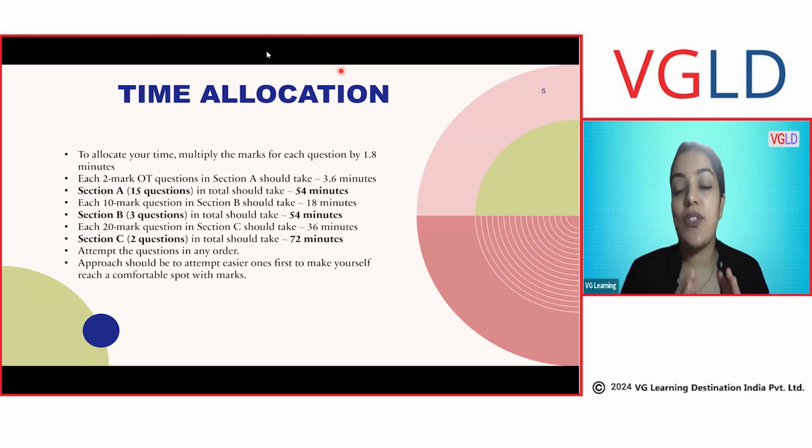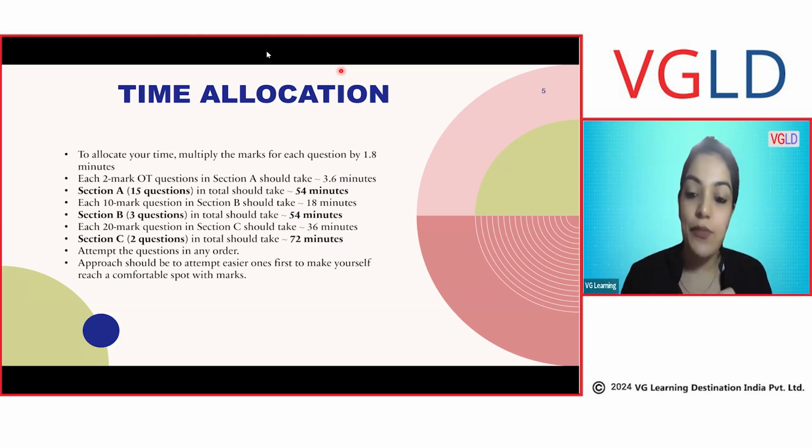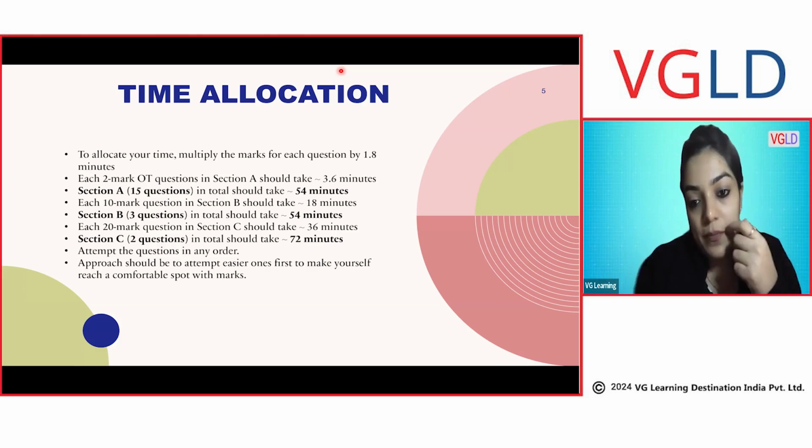So you have to manage time very, very closely. Otherwise, you will end up losing marks because you have not attempted the full paper. So section A 54, section B 54, section C 72. And if you're able to save time in any particular section, you can of course come back to the earlier section and complete the paper. So for that, you have to manage time. You have to give due importance to each question.